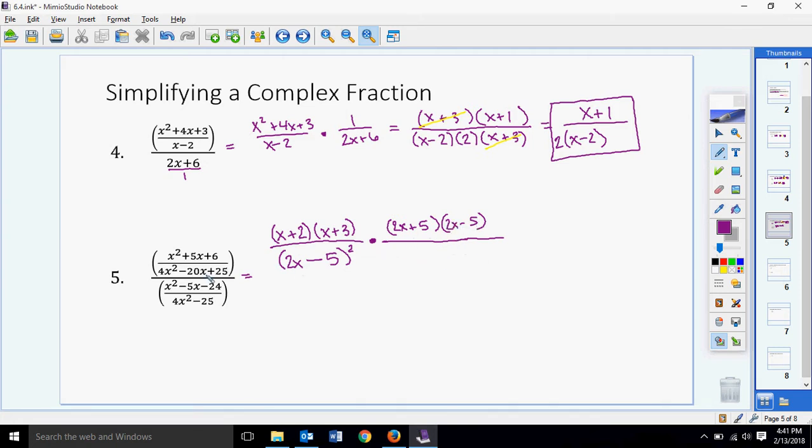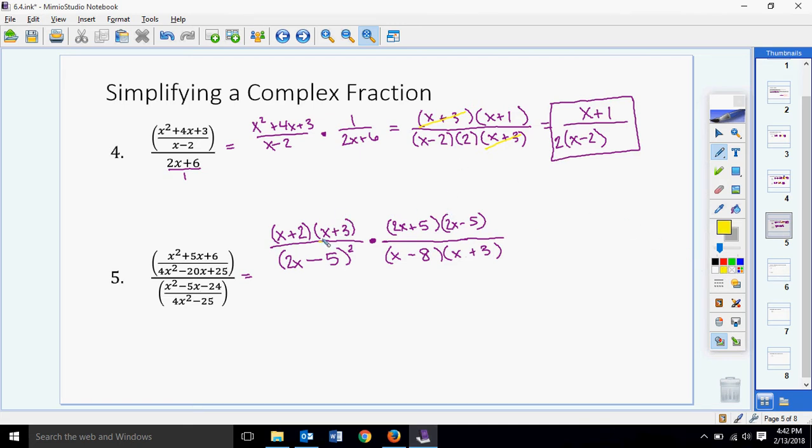Okay, now for the denominator. So it's coming from the x squared minus 5x minus 24. That trinomial can be factored into two binomials. So x minus 8 and x plus 3. Those two numbers multiply to negative 24 and add up to negative 5. Now I'm ready to multiply and cancel.